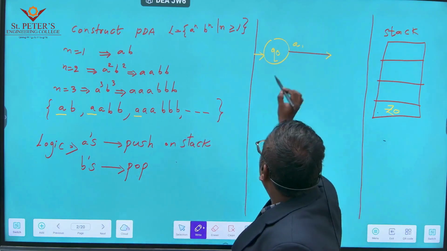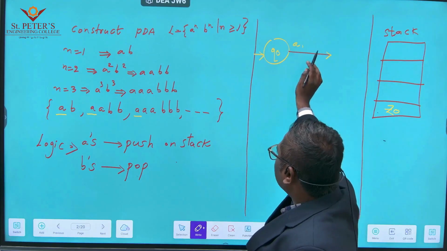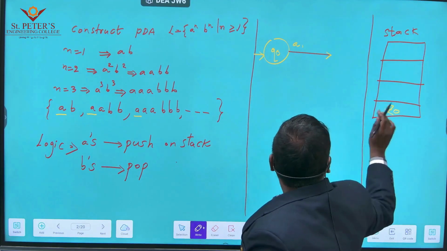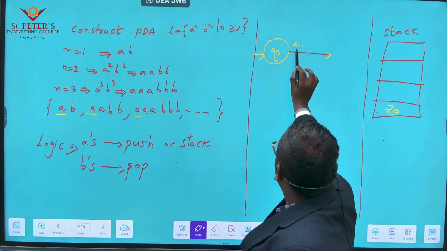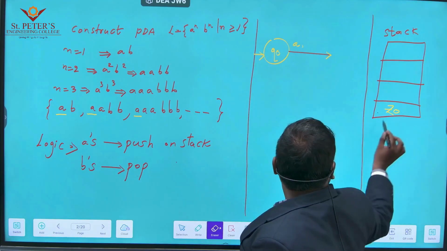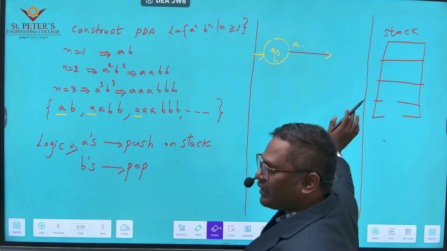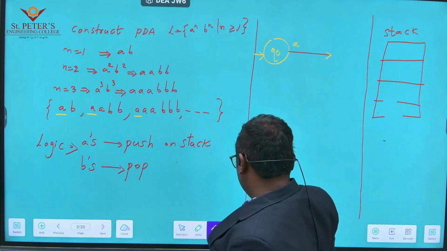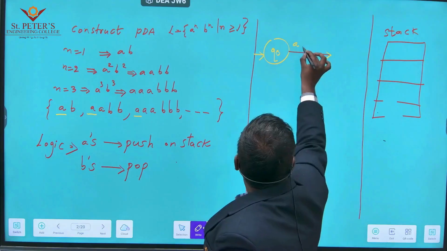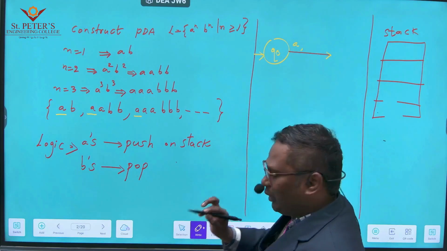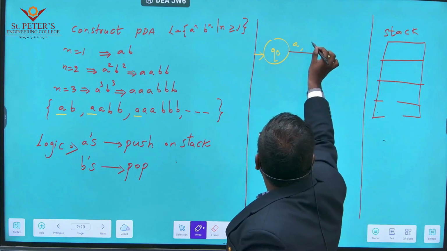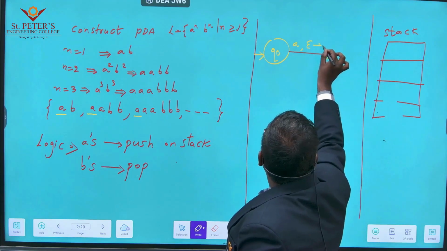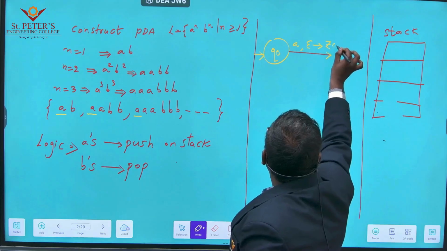So when the first A is encountered, nothing is there on the top of stack. Nothing there means I am going to write epsilon here. Still, I am going to add Z0 onto the top of stack.